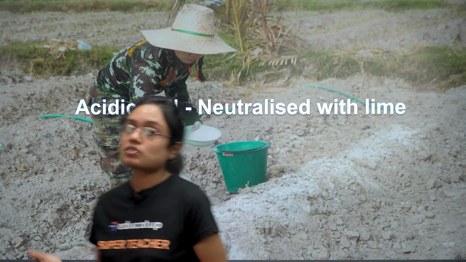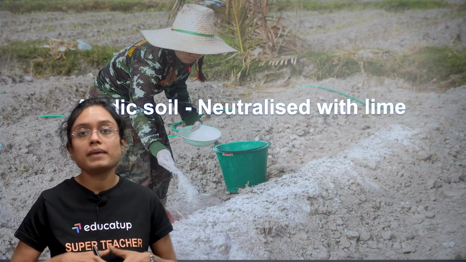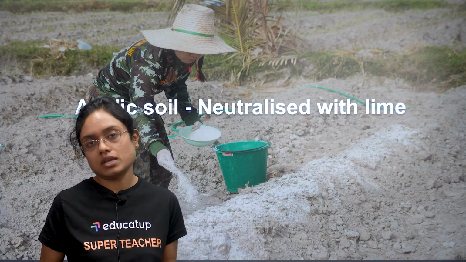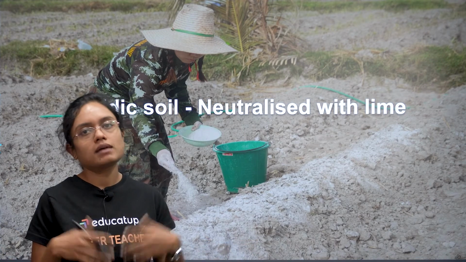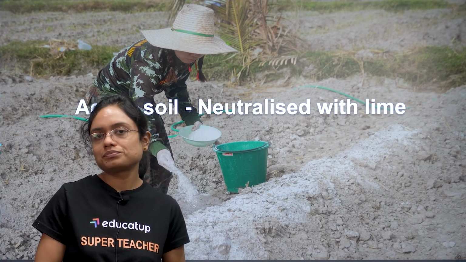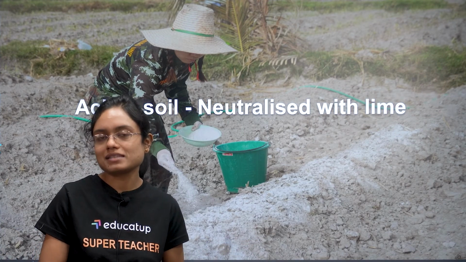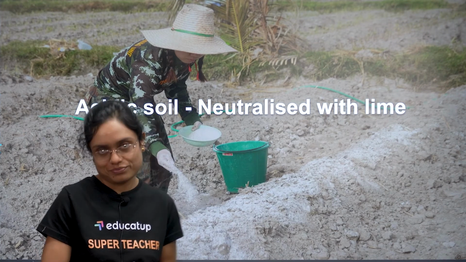Acidic soil is neutralized with lime. जब सॉइल में एसिडिटी बढ़ जाती है बिकॉज ऑफ एसिड रेन, सो उसको न्यूट्रलाइज करने के लिए हम लाइम का यूज करते हैं. व्हाट इज लाइम? जस्ट नाउ आई हैव टोल्ड यू, दैट इज कैल्शियम ऑक्साइड, CaO, isn't it?